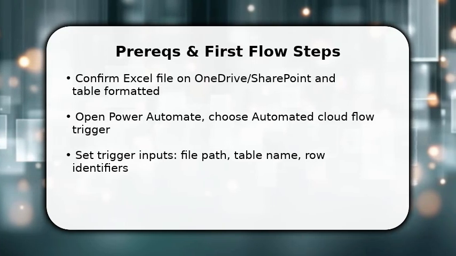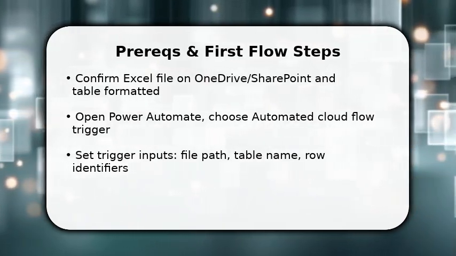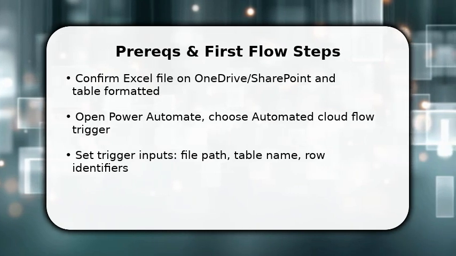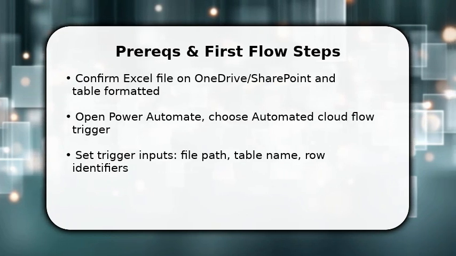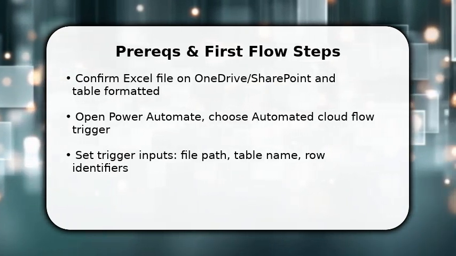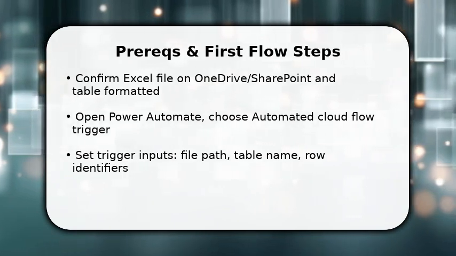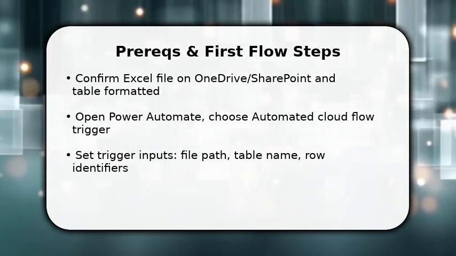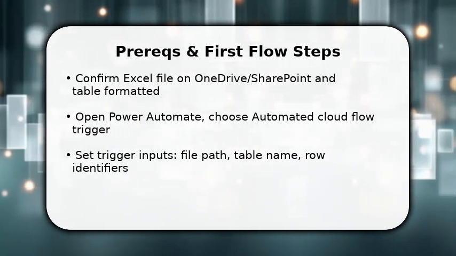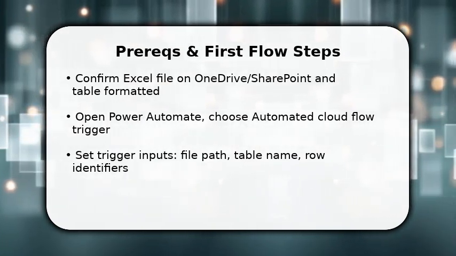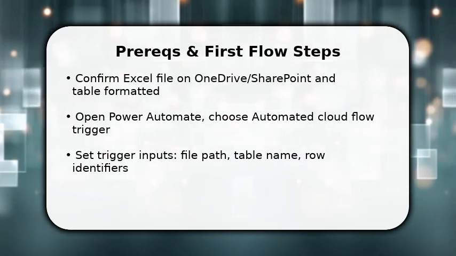You start by confirming the Excel workbook is saved to OneDrive or SharePoint and that your data is formatted as a table. Once done, open Power Automate and create an automated cloud flow so changes happen reliably. Make sure to pick a trigger that matches your needs, for example, when a HTTP request is received or when a file is modified. Then add trigger inputs for file path, table name, and a unique row identifier, so you can target the exact row to update.